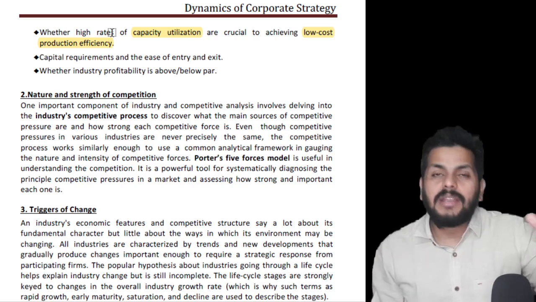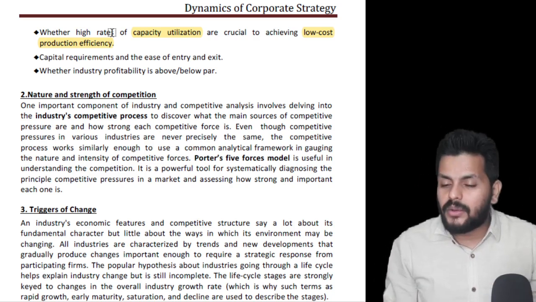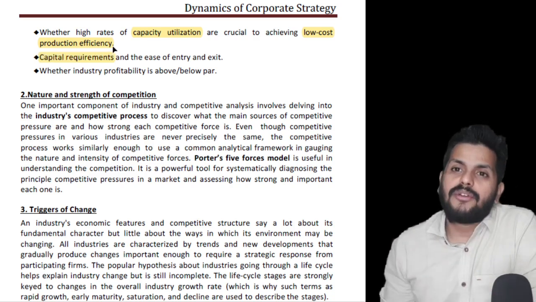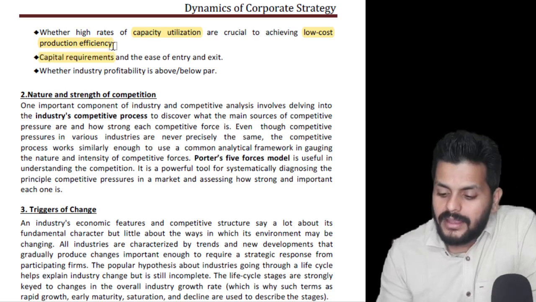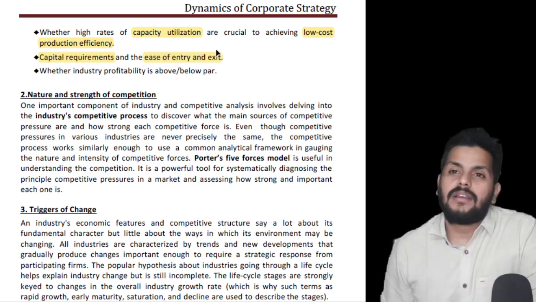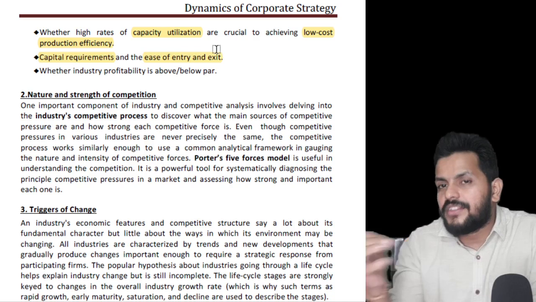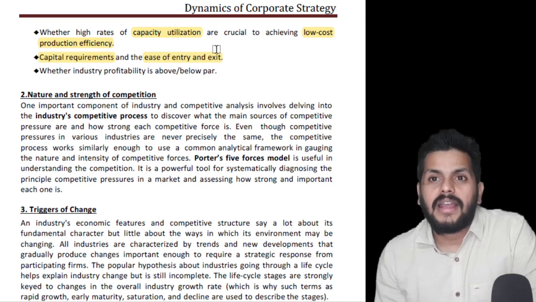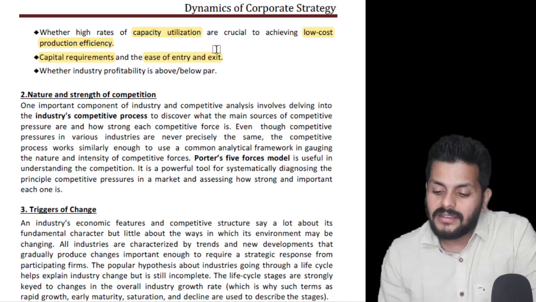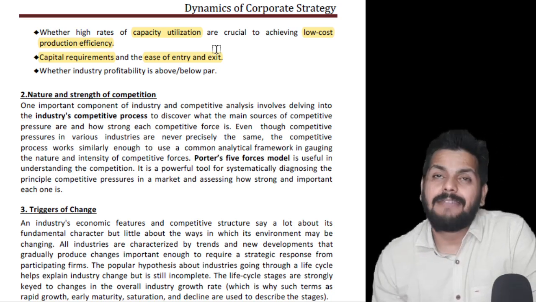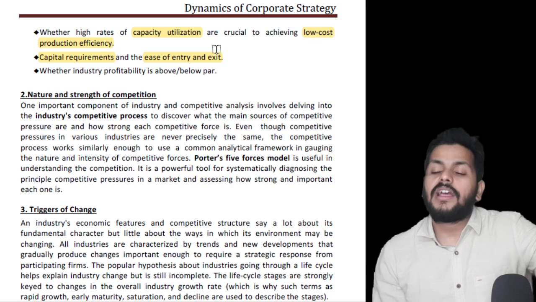Then one very, very important factor that you have to consider while doing any business is capital requirements. That is, how much is required for you to start off this business, and the ease of entry and exit. Simply, if money is there, it's not enough. Is it easy to enter that market and easy to exit? Entry barriers are there. A little later, in the fifth chapter, we will discuss what the entry barriers are for somebody willing to start a new business.